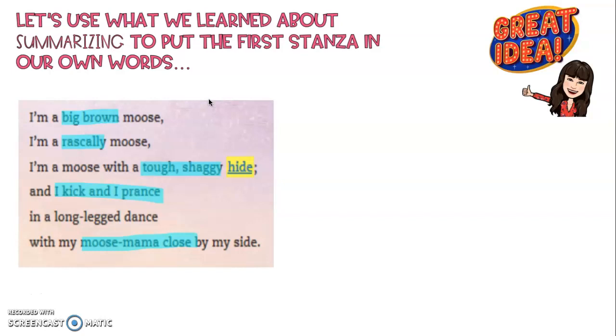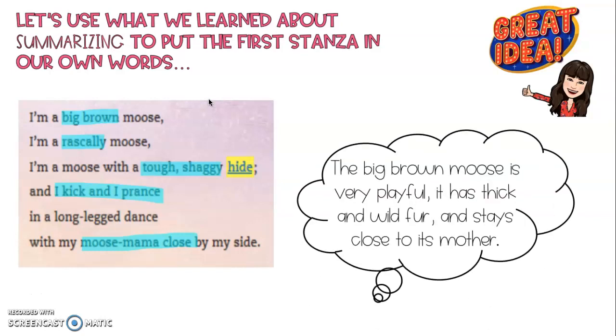So now that I have highlighted the important details, I'm going to think about what this means to me, and I'm going to put it in my own words. The big brown moose is very playful. It has thick and wild fur, and it stays close to its mother. So this is what I think is happening in the poem in my own words. Notice how I did not change the meaning of any of the words, but I put them in my own words in a way that I understand it when I come back and read it. I use the important details in my summary.